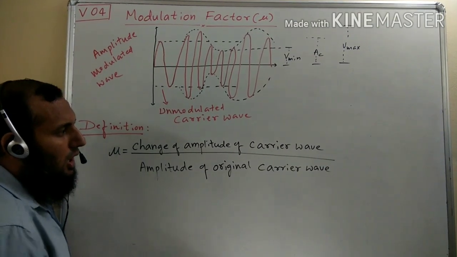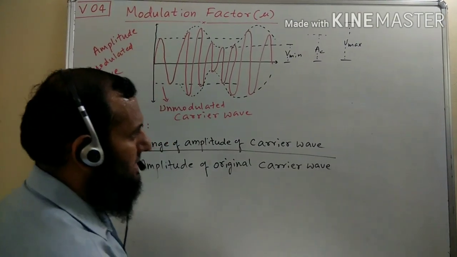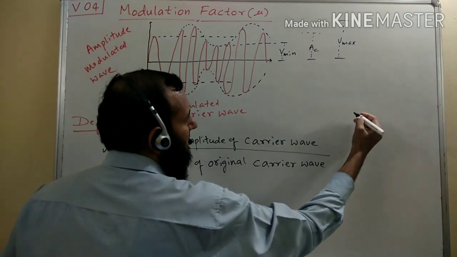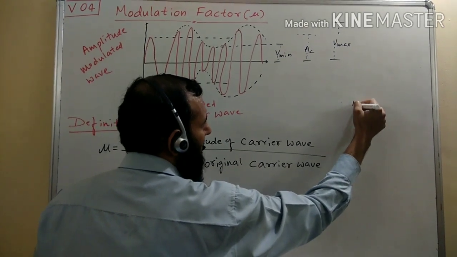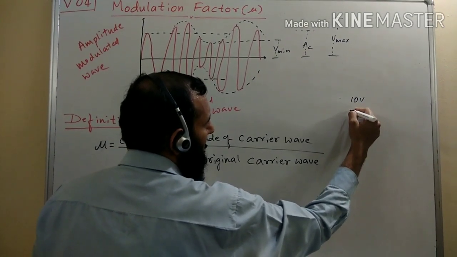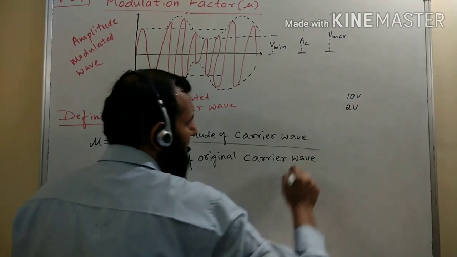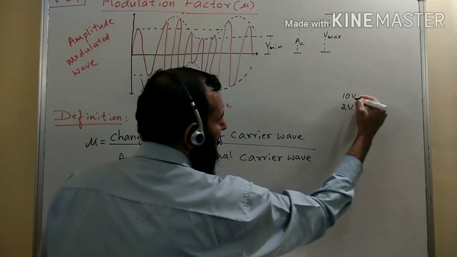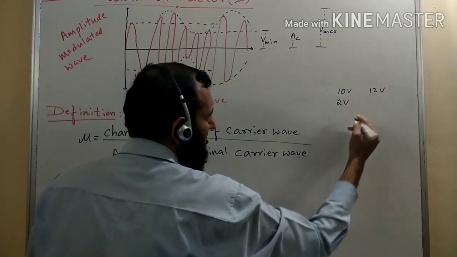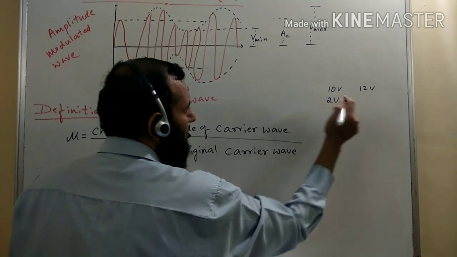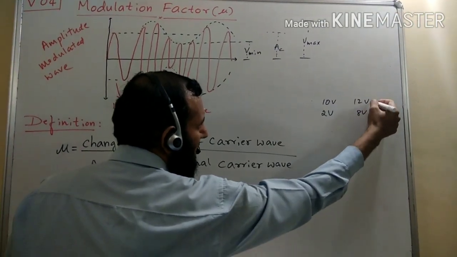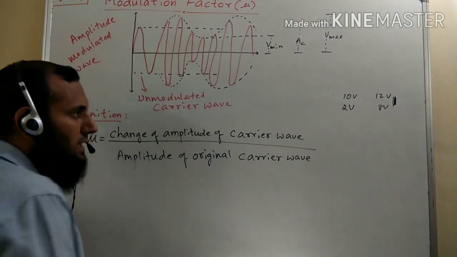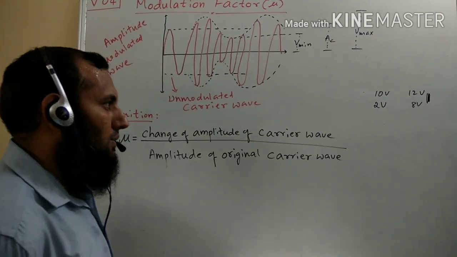Let us find out how much the amplitude of the carrier wave has changed. In the previous lecture I gave an example. Let us take that the amplitude of the carrier wave is 10 volts and let the amplitude of the message signal be 2 volts. So the amplitude modulated wave will have a maximum amplitude of 10 plus 2, that is 12 volts, and a minimum amplitude of 10 minus 2, 8 volts. This is how the amplitude modulated wave oscillates between the minimum voltage and the maximum voltage.